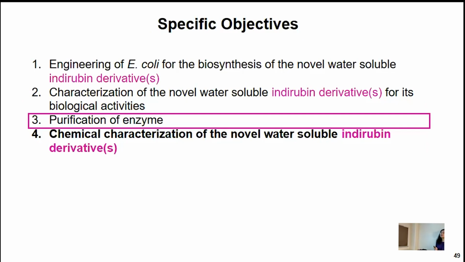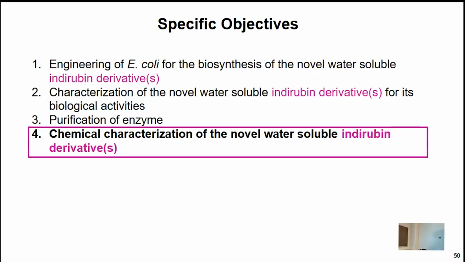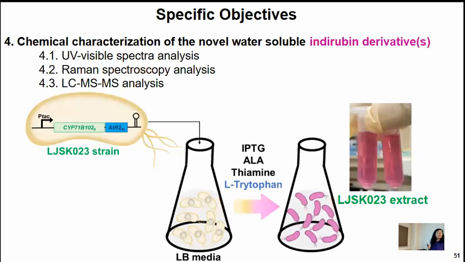Now moving from the third to the fourth specific objective. For the fourth one, we did a preliminary characterization of the extract to identify the compound that is present. For this, we used different analytical techniques, and mainly we looked at the spectral properties of the compounds.